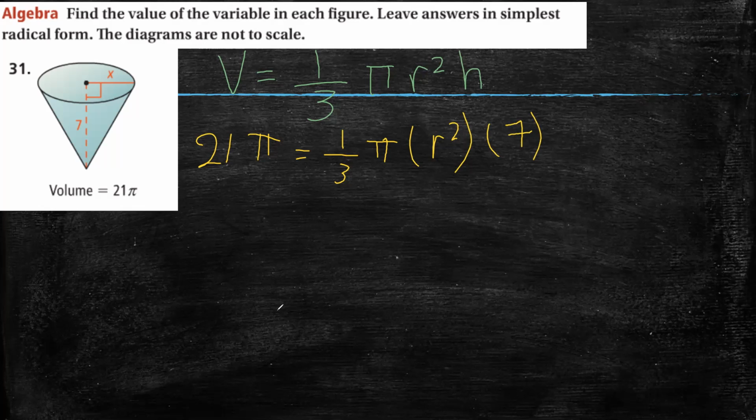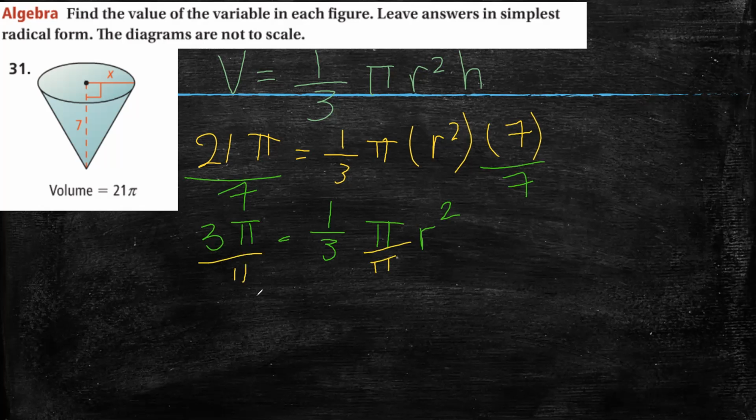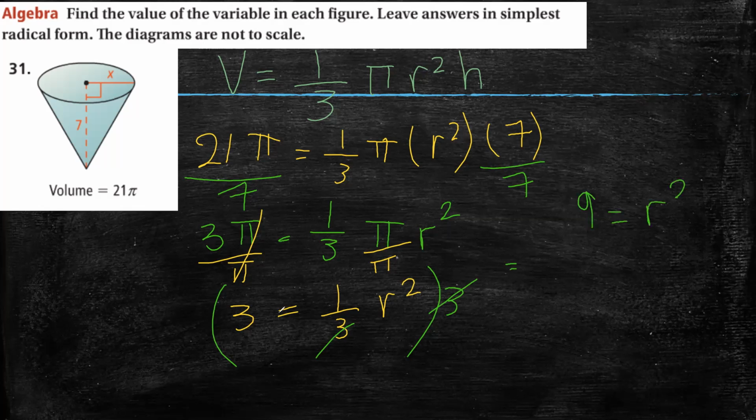So let's divide by 7 and divide by pi. I will go with you step by step. So 3 equals one third r squared. How do I cancel the third? Multiply by 3. So 9 is equal to r squared.